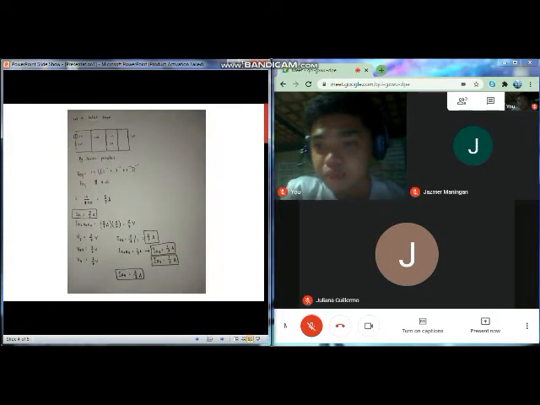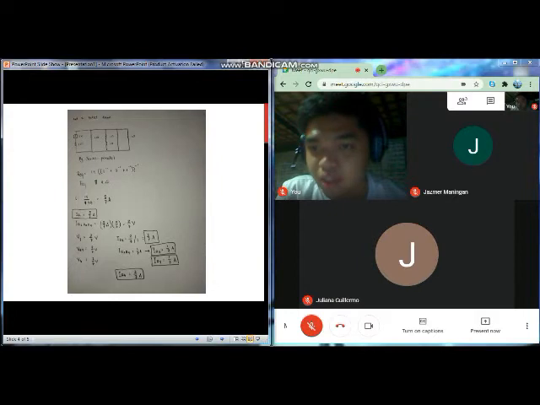So, para makuha yung REQ, 1 plus, kasi yung 1 na to ay naka-series dun sa ating voltage source. So 1 plus, tapos quantity, 1 raised to negative 1 plus 2 raised to negative 1 plus 1 raised to negative 1, quantity raised to negative 1. So dahil dito, ito po ay naka-parallel. So ang magiging equivalent resistance po natin ay 1.4 ohms.